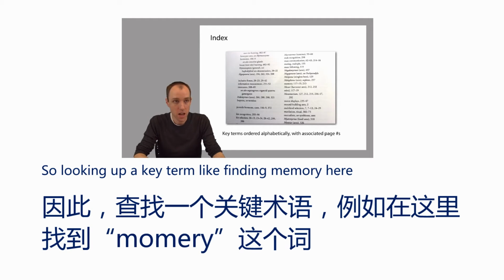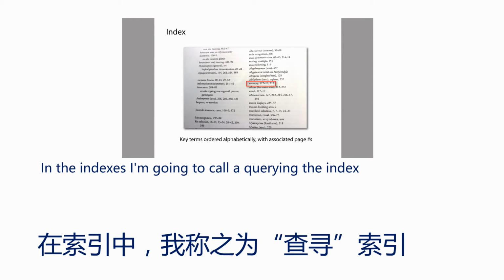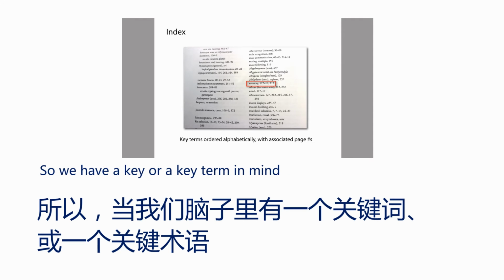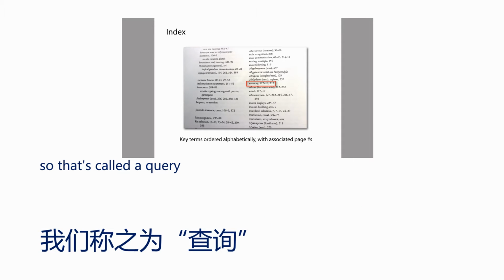So looking up a key term, like finding memory here, in the index is, I'm going to call that querying the index. So we have a key or a key term in mind, and we'd like to know where in the book that key term occurs, so that's called a query.